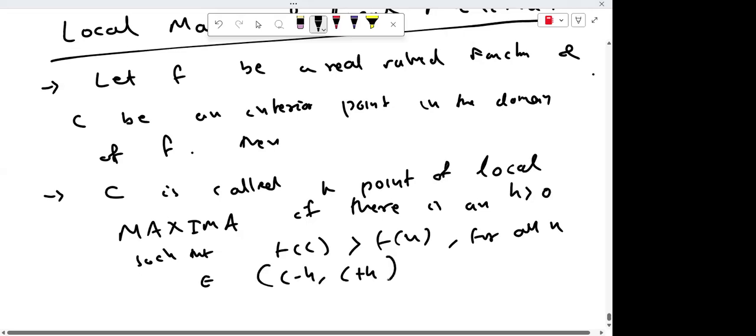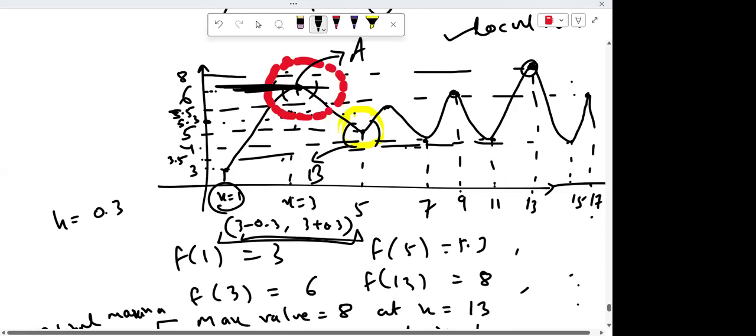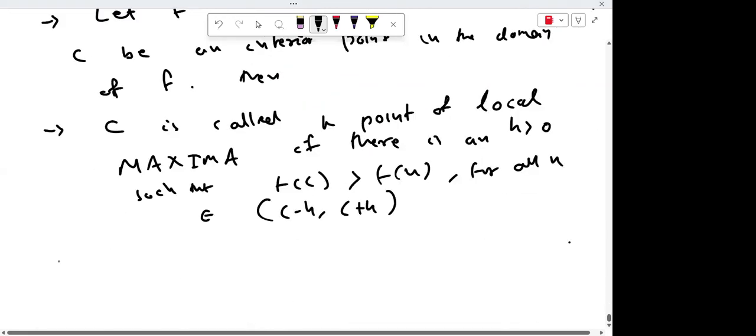Okay, we're taking some point. What this means is, if you look at this point, this is x equals to 3. So if there is some h, which is suppose 0.3, then in the range 3 minus 0.3 to 3 plus 0.3, this value f of 3 is maximum in this range, right? So this thing will be called local maximum.